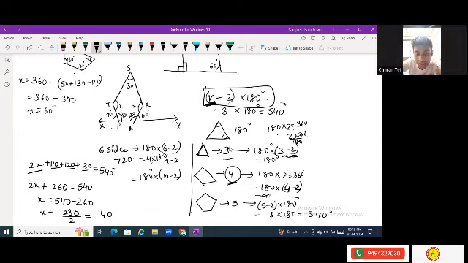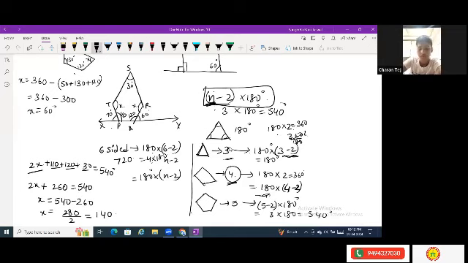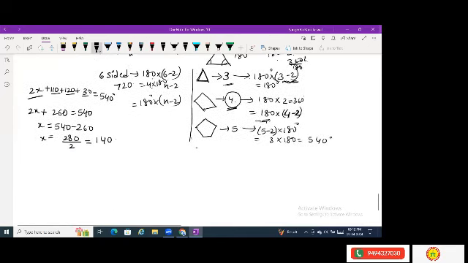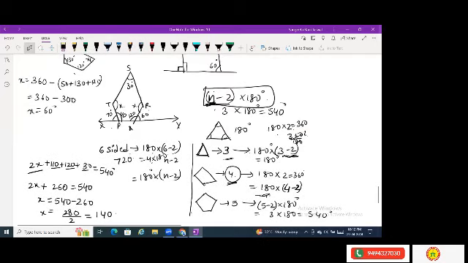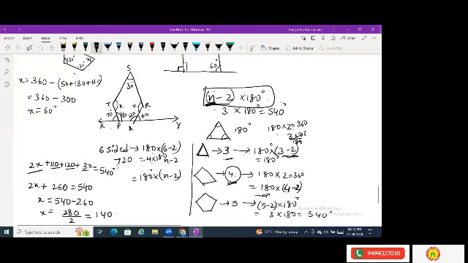Yes, Charan Tej. Ma'am, here did you take the linear pair for 70 degrees and 60 degrees? Yes, I took the linear pair here. Okay, so you understood this? How did we get the two angles? So if x is 140, each angle is 140 degrees. Right? And you can even check your answer by adding all the interior angles of this shape. So that should come out to be 540 degrees.